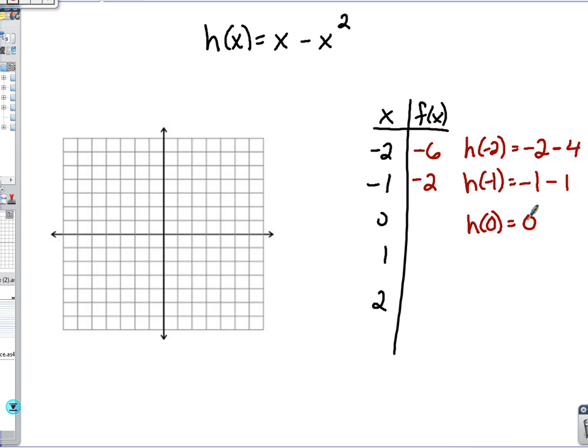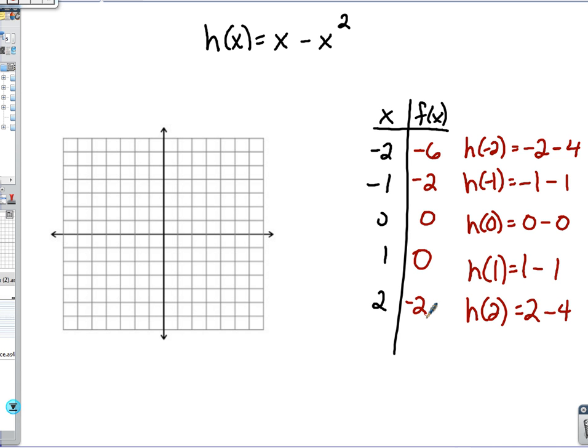H of 0 would be 0 minus 0, which is 0. H of positive 1 would be 1 minus 1, which is actually also 0. And then h of 2. You see a pattern here: negative 6, negative 2, 0, 0. And as we plug in 2, you have 2 minus 2 to the second power, which is 4, so that's back to negative 2 again.